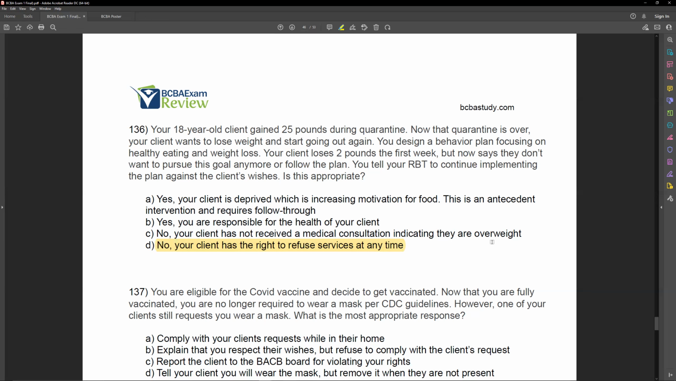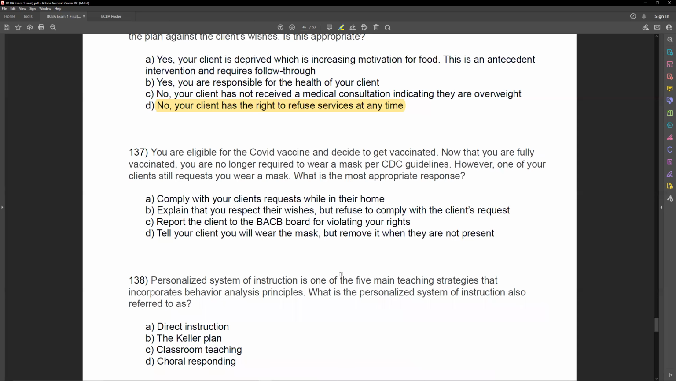Let's change it up. 137, you are eligible for the COVID vaccine and decided to get vaccinated. Now that you are fully vaccinated, you are no longer required to wear a mask per CDC guidelines. However, one of your clients still requests you wear a mask. What is the most appropriate response?